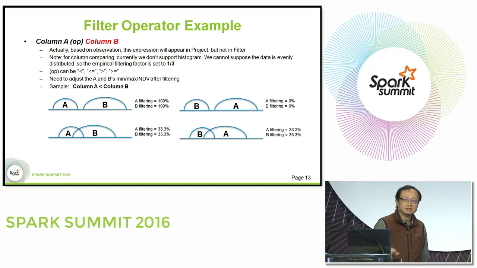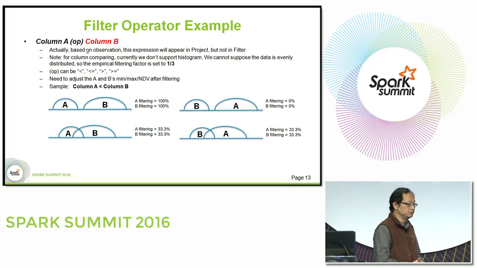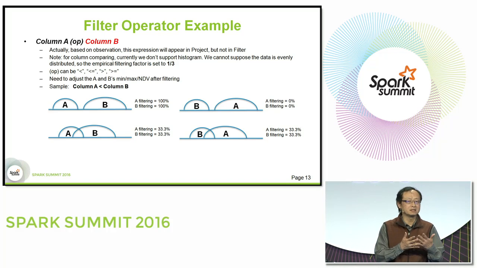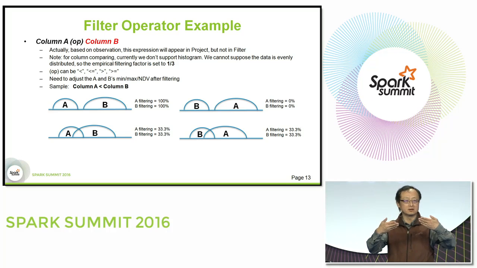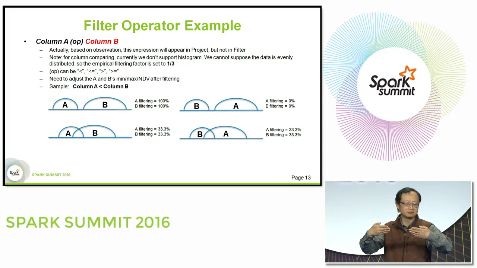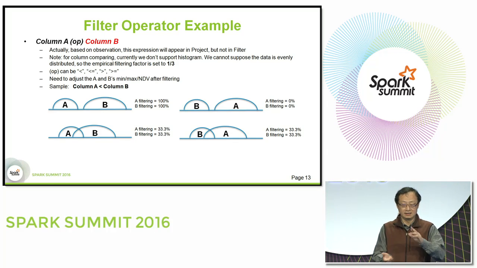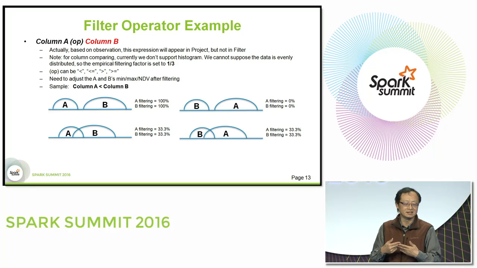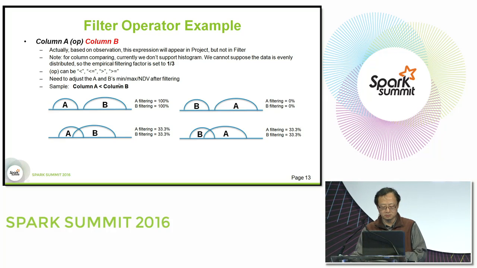Another case will be column A with a comparison operator against column B. For this case, there are multiple cases we need to consider. Say, for example, A and B do not overlap, but A's range is smaller than B's range. Then its filtering factor is 100%. And on the opposite, if B's entire range is less than A's range, then we say that its filtering factor is 0%.